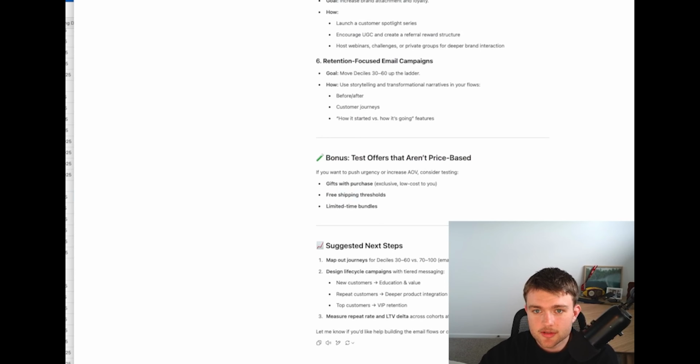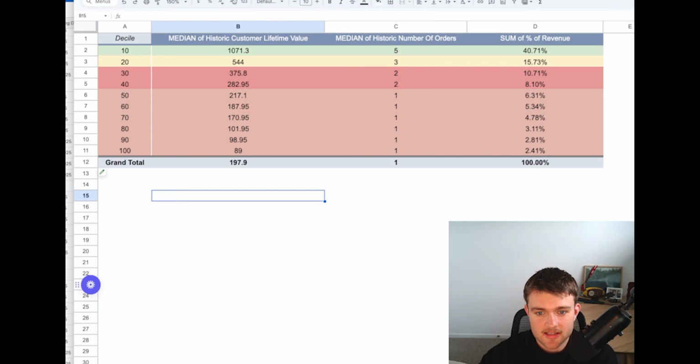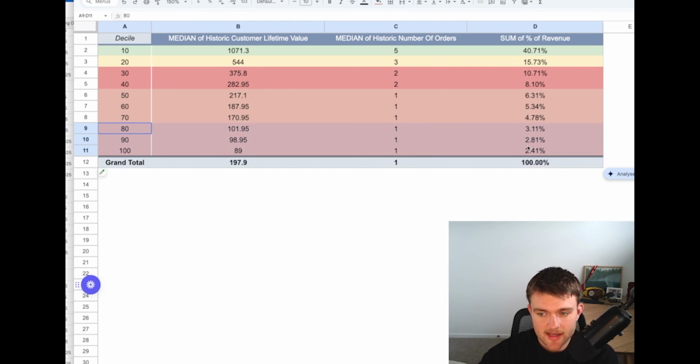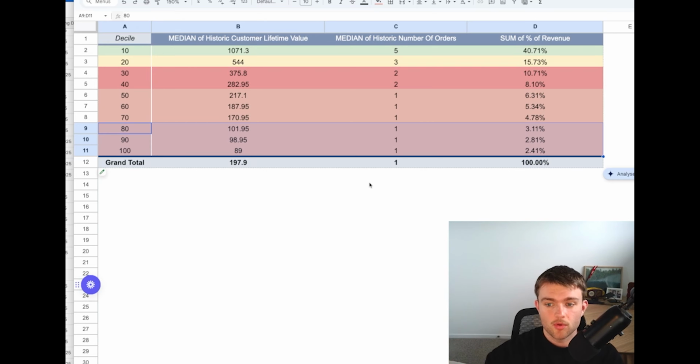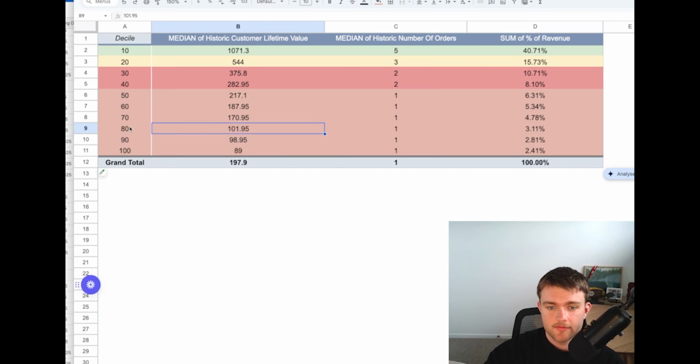Limited time bundles could be really good for people on the front end, especially from ads. I hazard a guess that a lot of these people are probably coming from ads. You could run a cohort analysis. You could pull a Klaviyo report, identify who these portions of customers are, and try to identify which source they originated from.